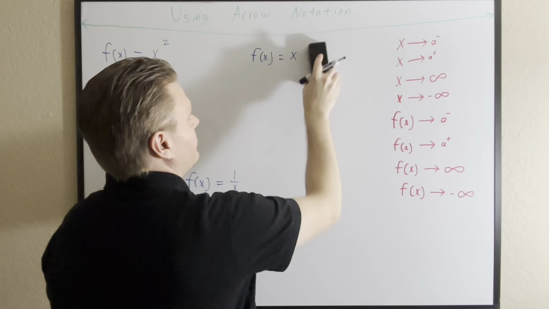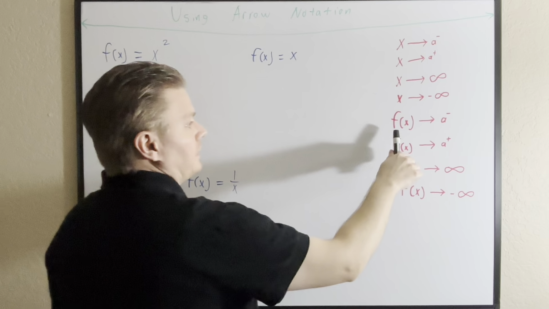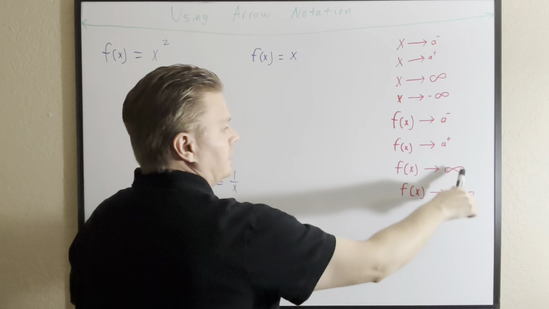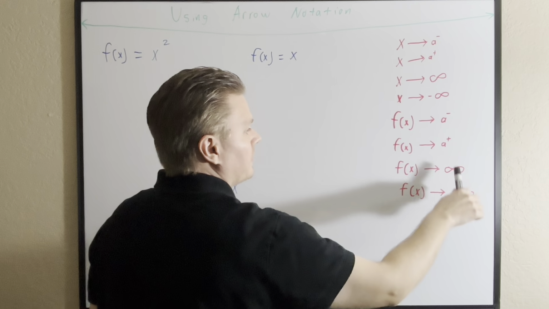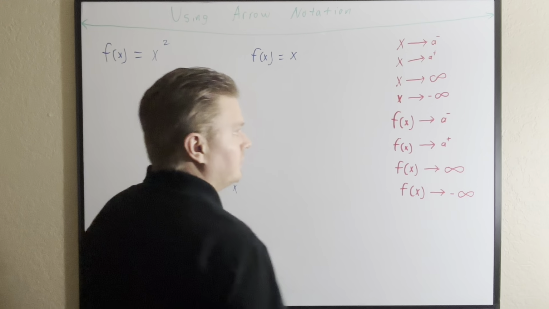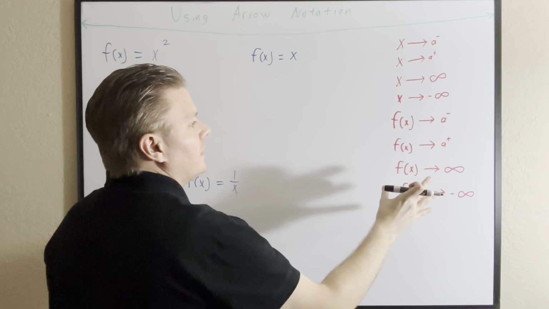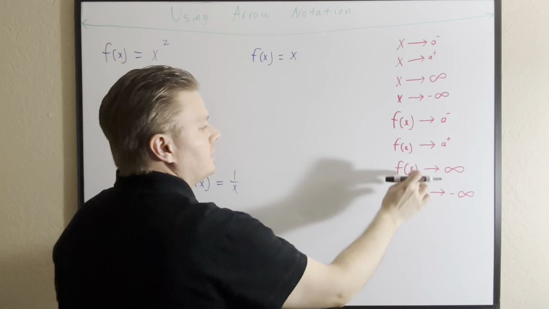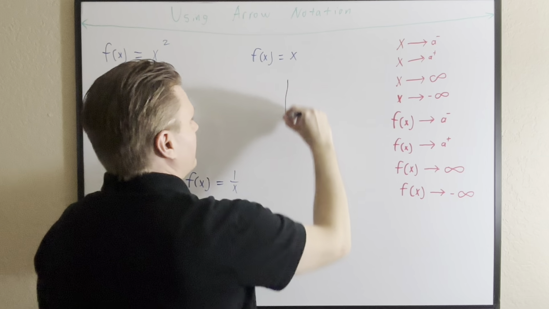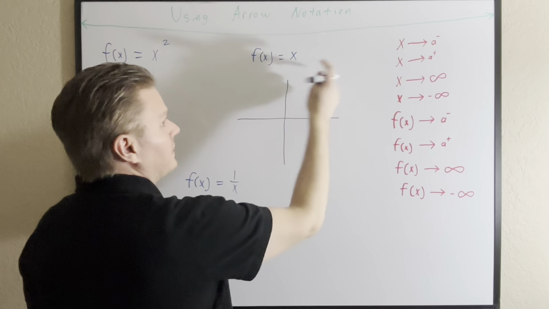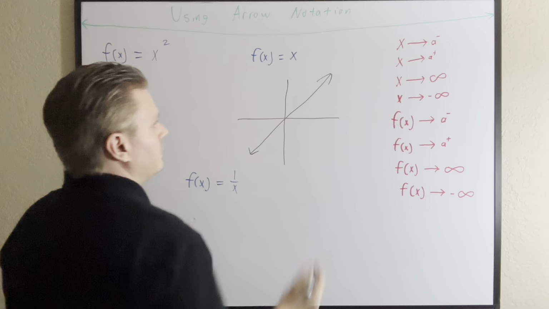All right, let me just erase this real quick. Now, that's why we have f of X. All these are the same, right? Infinity, minus infinity, A from the left, A from the right, positive infinity, negative infinity. They're all describing what the output is doing based on where the input is going. So start with an easy one. F of X equals X. That's just a simple diagonal line, right?